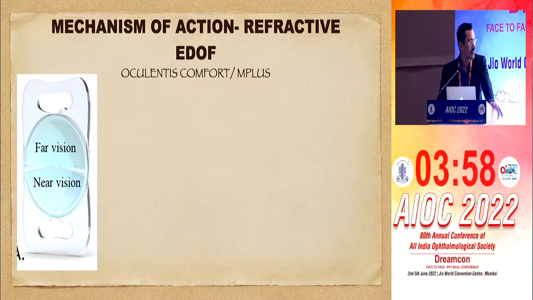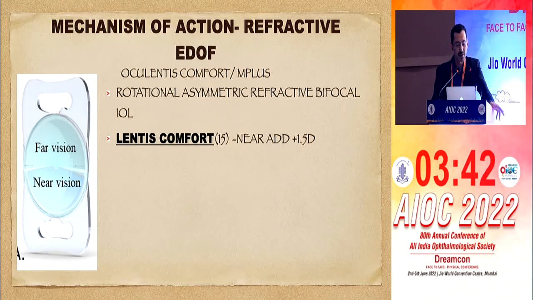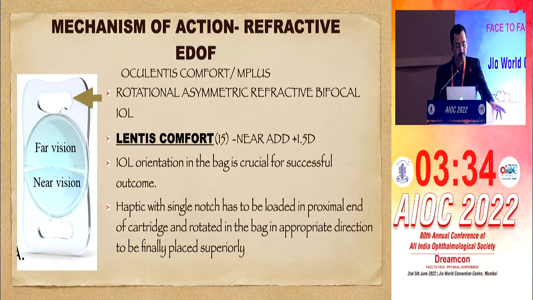Coming to the mechanism of action of refractive IOLs, Oculentis Lentis Comfort is the lens which is used. This is a rotationally asymmetric refractive bifocal IOL. That means it has to be placed in a certain orientation only. Lentis Comfort is the most popular refractive EDOF lens. The IOL orientation in the bag is crucial for a successful outcome.